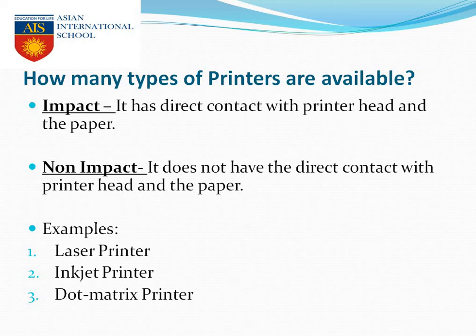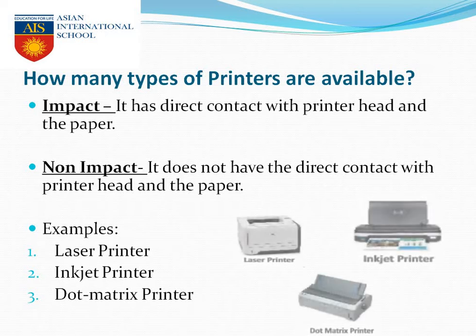Now the dot matrix printer. It is an impact printer. That means the printer head has direct contact with the paper. It uses the printer head to print dots on the paper to print the information.